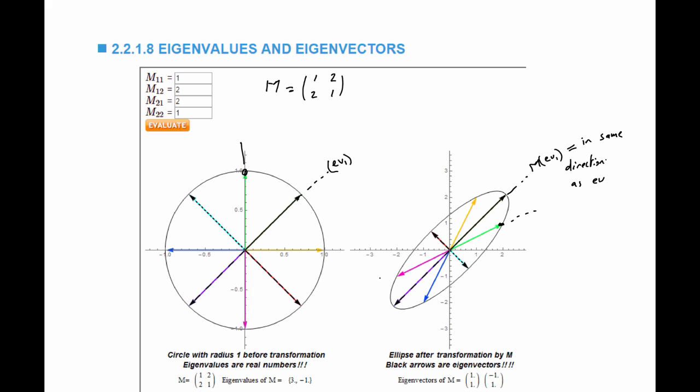As you can see, this is in the same direction as EV1. And I have another vector here, EV2. Again, this is MEV2. It's in the same direction. And so they are special vectors. These are called eigenvectors. These are the vectors that after transformation by the matrix do not change their direction.